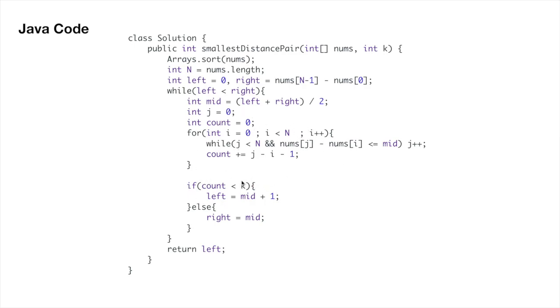If the count is smaller than k, just enlarge mid, so left equals mid plus 1. If the count is bigger than or equal to k, just reduce mid, so right equals mid, until we reach a situation where left equals right. In that situation, we just return our left pointer, and this is our k-th smallest distance.